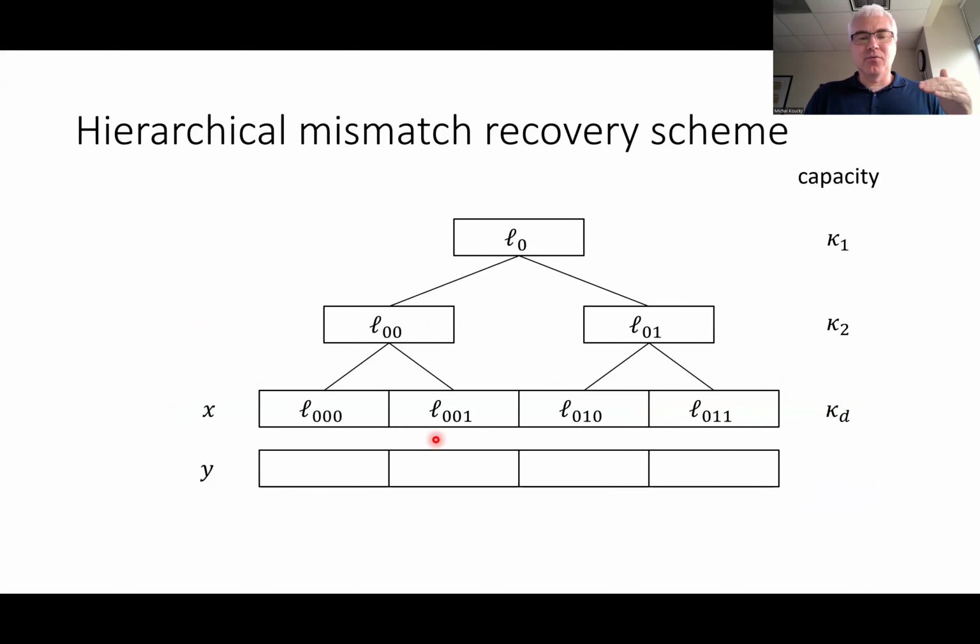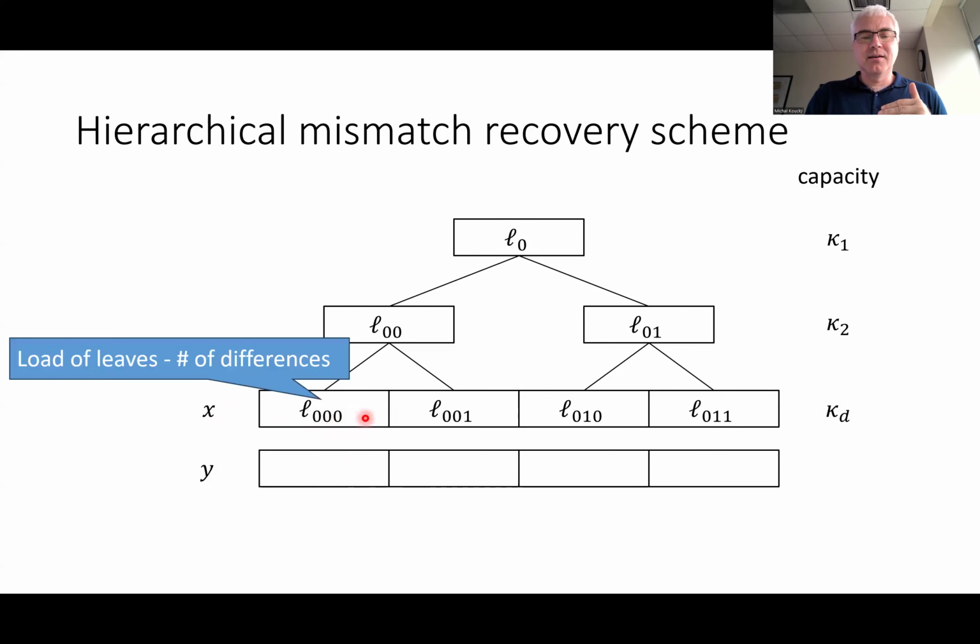So how do we do it? What's the definition? In the hierarchical mismatch recovery scheme, we have two strings, X and Y. Think of them as the encoding of the grammars. The strings are divided into blocks, so over here we have blocks. And we look at how many differences there are between each pair of blocks. That's L_{00}, which we call the load of that node. In this case, that's the load of a leaf. The load of the leaf is just the number of differences in Hamming distance between the two blocks. And now we are going to calculate the load of the parent.